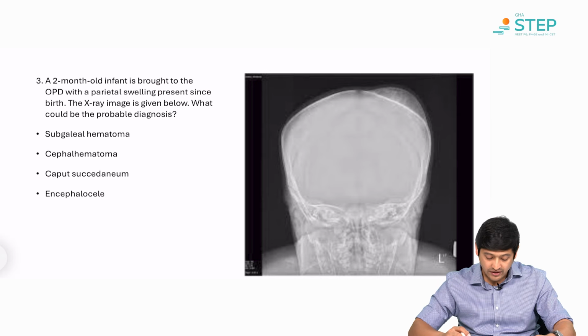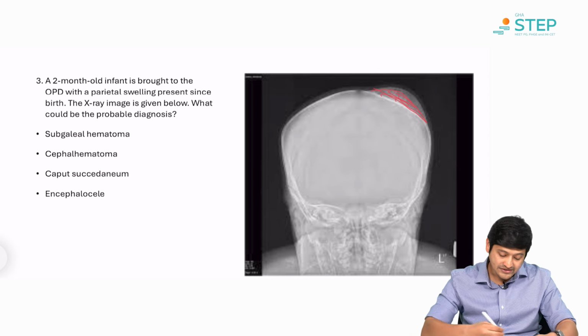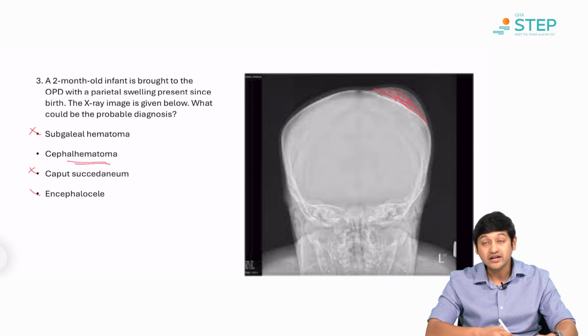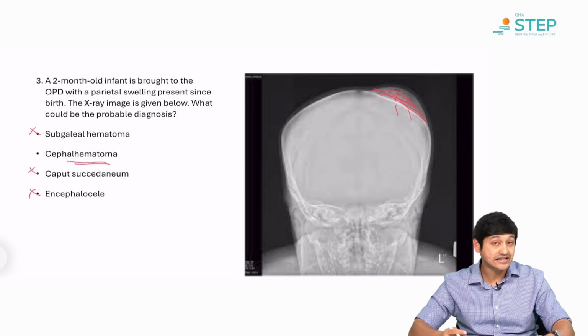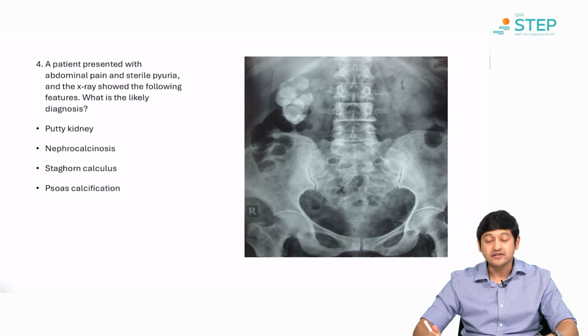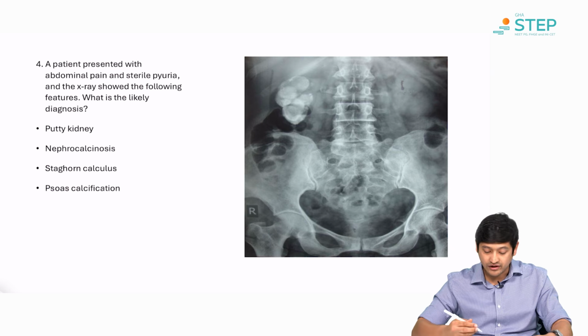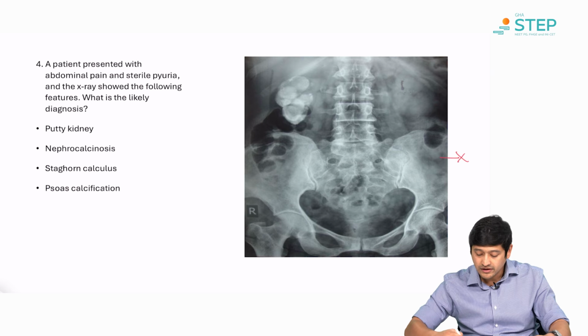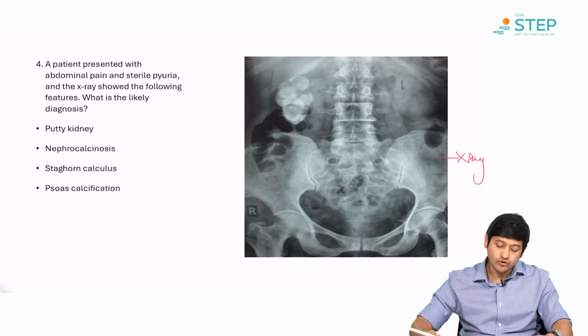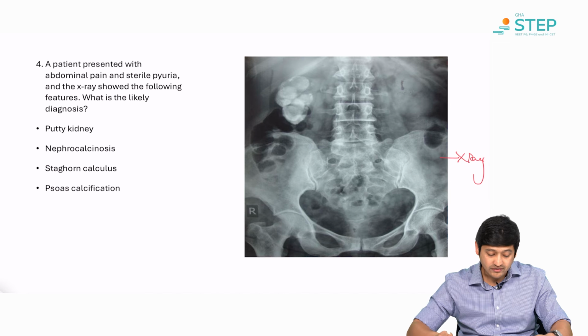Now, in our question, we have something that doesn't obviously appear to be crossing a suture. It is present over the parietal bone and is therefore a cephalhematoma, not a subgaleal, not a caput, and not an encephalocele, because then you would have to see a defect in the bone for brain parenchyma to come out. After this, you've been given another radiograph, an X-ray, and you've been asked to identify the diagnosis.